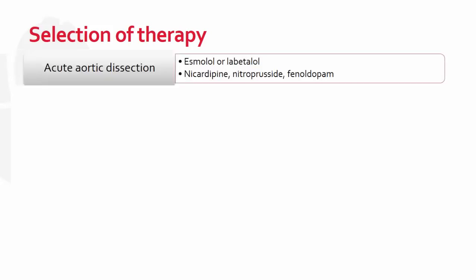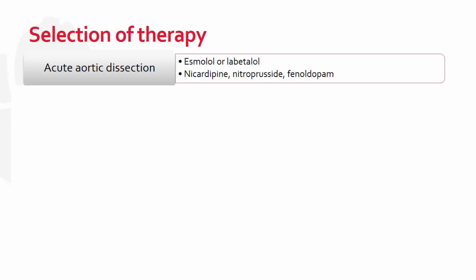In patients with an acute aortic dissection, as mentioned on the previous slide, we want to abruptly lower their blood pressure with the goal of a systolic blood pressure less than 120 millimeters of mercury. In these patients, the goal is to decrease the pulsatile load or aortic stress. This is accomplished with agents that decrease contractility, blood pressure, and venous return.